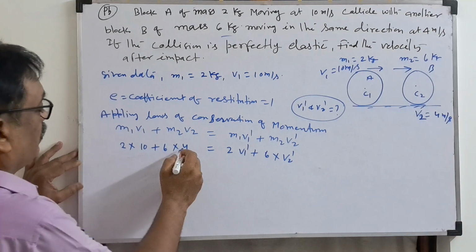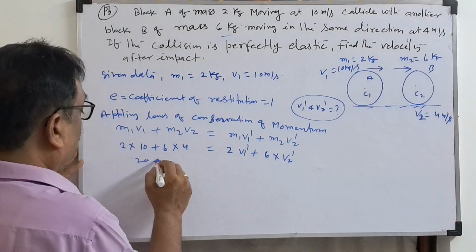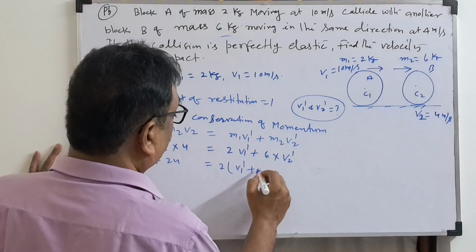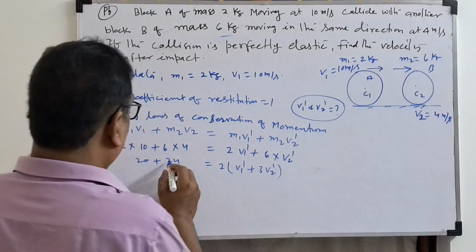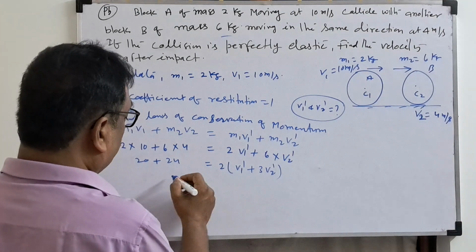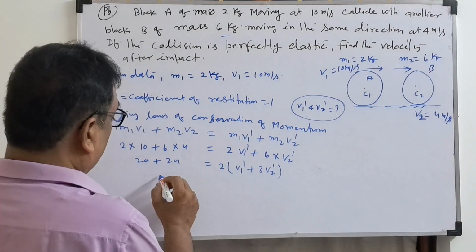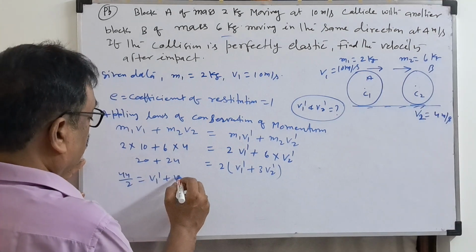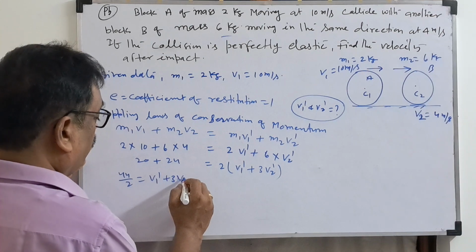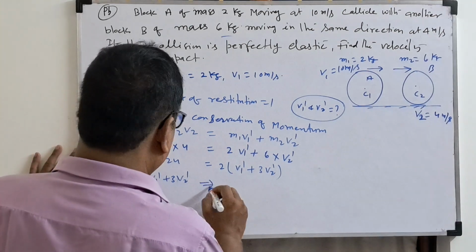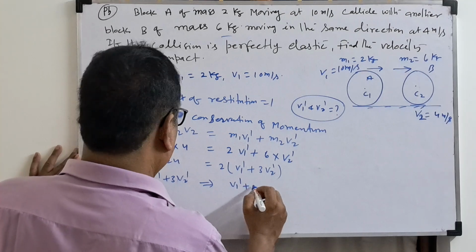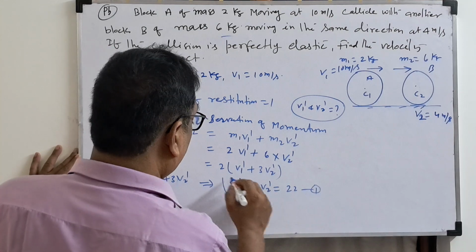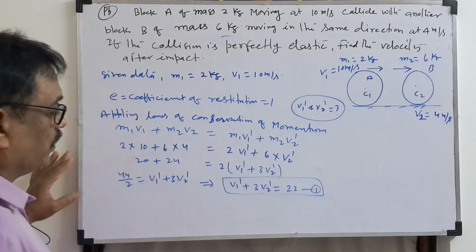So 20 plus 24 is equal to, taking 2 common, 2 times V1 dash plus 3 V2 dash. Now 44 divided by 2 gives V1 dash plus 3 V2 dash. So finally we get V1 dash plus 3 V2 dash equal to 22. Call this equation number 1. So we know the first equation.